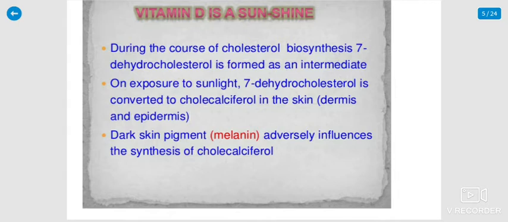7-dehydrocholesterol is formed as an intermediate. When exposed to sunlight, it is converted into cholecalciferol in the skin, that means the dermis. The dark skin pigment melanin adversely influences the synthesis of cholecalciferol.